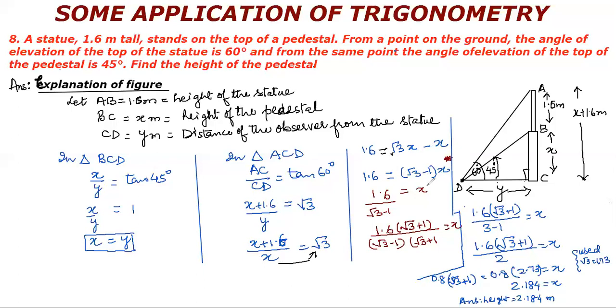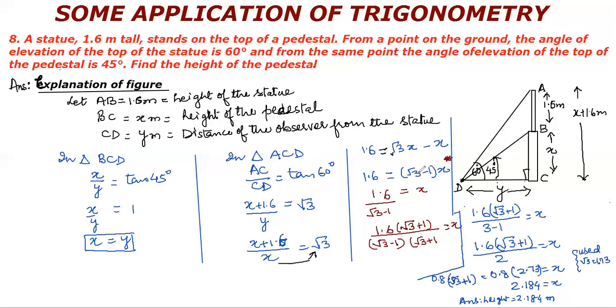Now children listen, I highlighted this step because in a height and distance question, you might be given the value of root 3 to evaluate the final answer. But you will not put the value of square root 3 here.